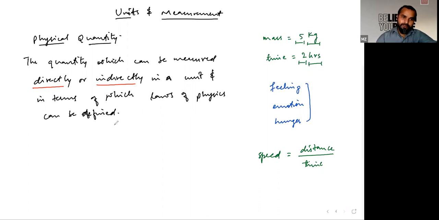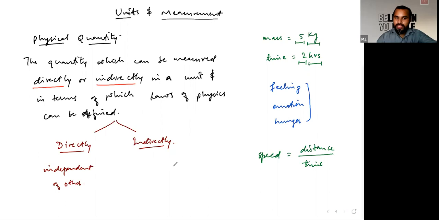So on the basis of this, we can define physical quantity as two different parts. First, the things which are directly measurable and the things which are indirectly measurable, which depend on other factors for their measurement. For directly measurable, just as distance, which is independent of all other terms, similarly time, which is independent of all other terms. So we can say the quantities which are independent of other quantities are called directly measurable. But speed depends upon distance and time for its measurement, so we call speed indirectly measurable, dependent on other terms. Is it clear to everyone?